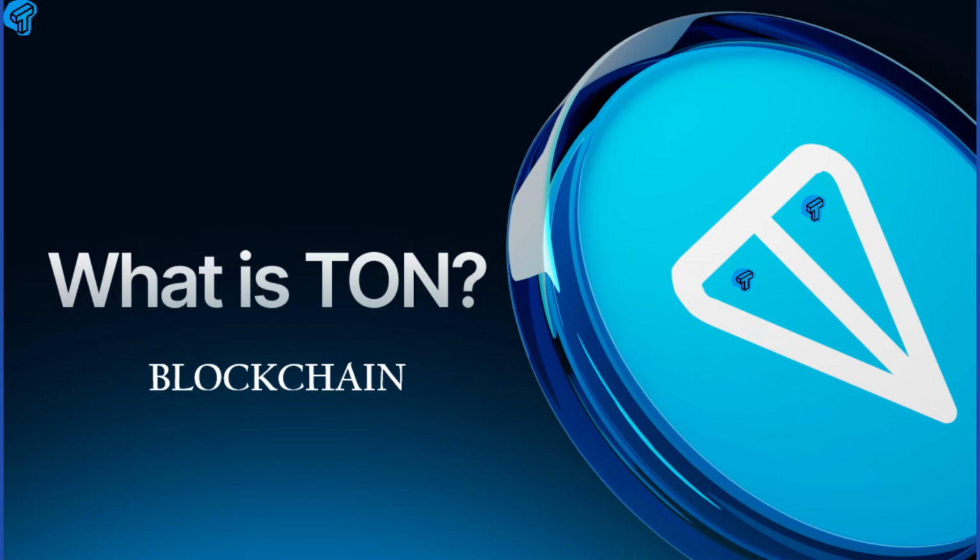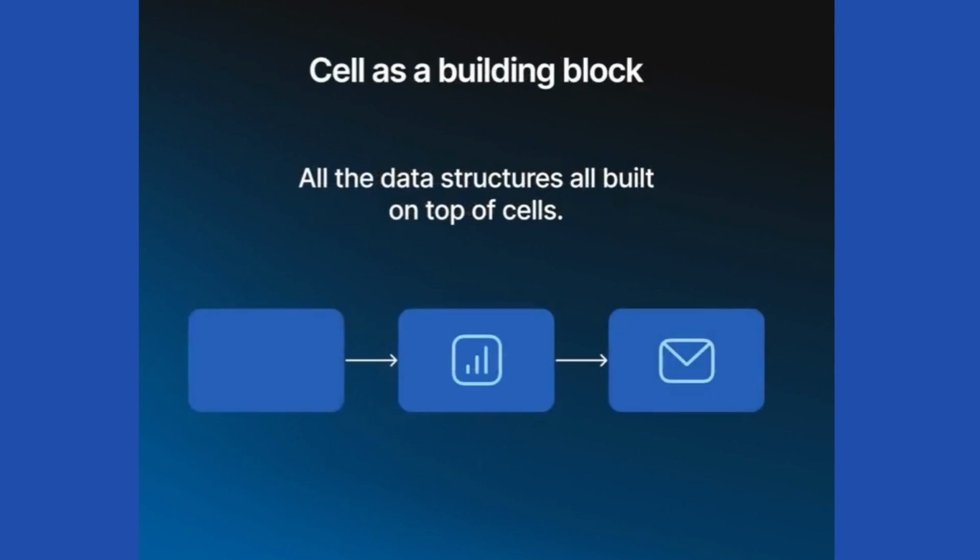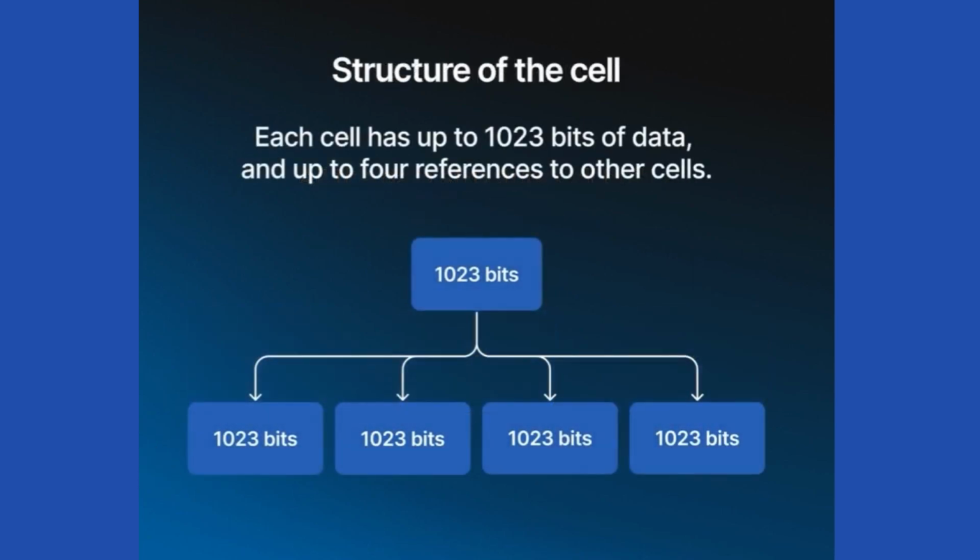The interesting thing about TON is that all the data structures in the entire blockchain, within your own smart contracts and in all the standard data structures in the consensus protocol, they're all built on top of cells. So what is a cell? Cell is a small building block of the entire data structures in TON blockchain. Each cell has up to 1023 bits of data and up to 4 references to other cells. And this allows you to use cells to build arbitrarily complex and nested data structures.